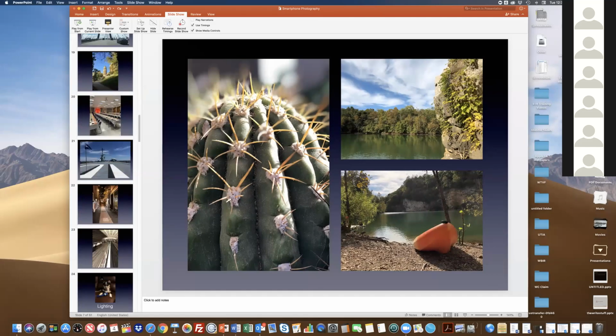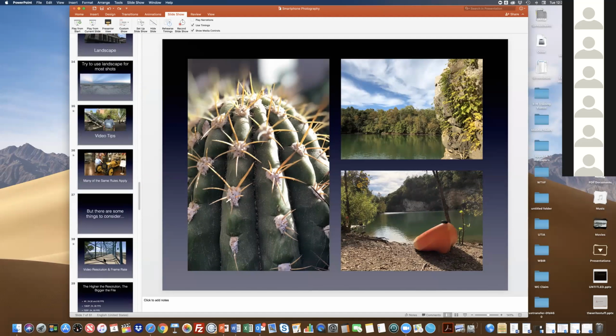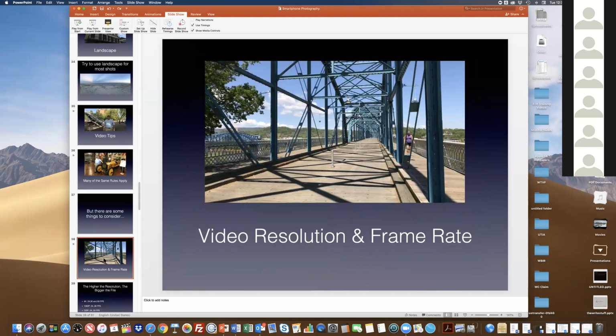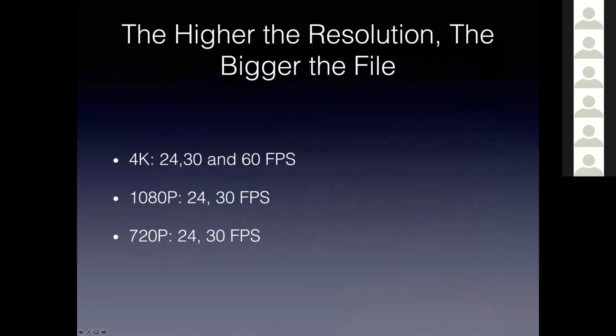There are some things you do need to consider when you're shooting in video. One of the things you need to consider is your video resolution and your frame rate. Depending on the storage of your phone, the higher the resolution you have, the bigger the file is going to be. For example, you can shoot video in 4K, which is the new high definition. Basically, it's shooting 4 times the resolution of a typical high definition image. What that means is these files are massively, massively huge.